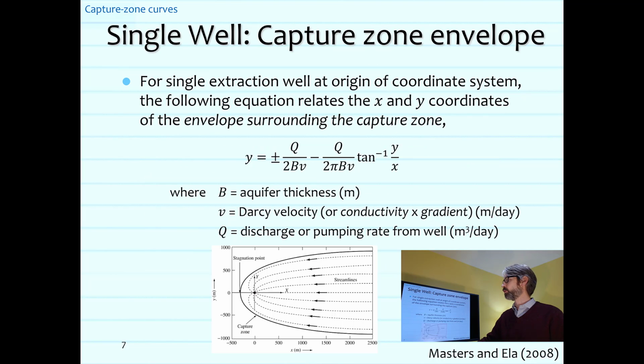For a single extraction well at the origin of the coordinate system, right here, the following equation relates the x and y coordinates of the envelope that's surrounding the capture zone. And so y is equal to plus or minus Q over 2BV minus Q over 2πBV times the inverse tan, or arctan, of y over x. B is the aquifer thickness, V is the Darcy velocity, or the conductivity times the gradient, Q is the discharge or the pumping rate from the well, and then x and y are of course the coordinates.